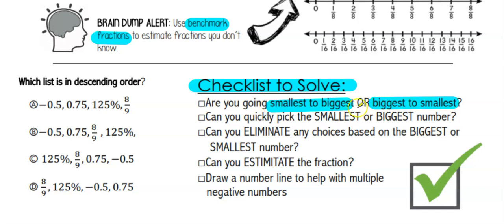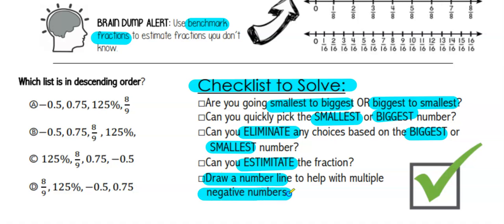Or are you going least to greatest or greatest to least? Next, you're going to look to see if you can identify the smallest or biggest number, because that's going to help you when you're looking at a list of numbers figure out which can be eliminated. Which brings us to our next one. Can you eliminate any choices based on the biggest or smallest number? And then from there, can you do some estimating with the fraction? And then, of course, if you need to, draw a number line, especially when you're dealing with those negative numbers.